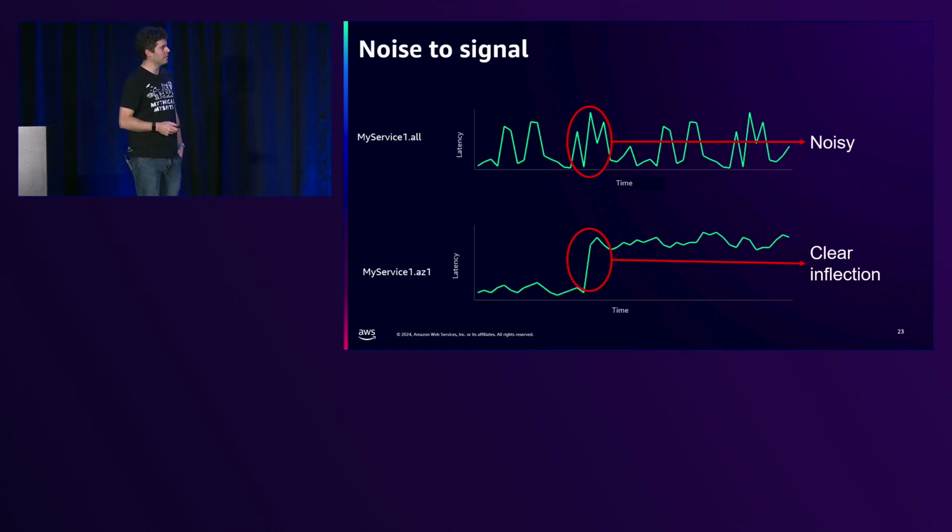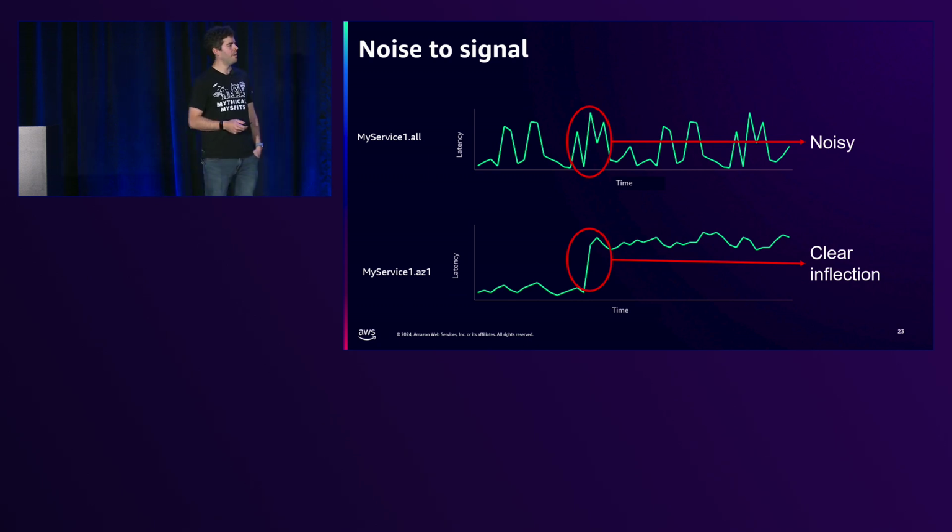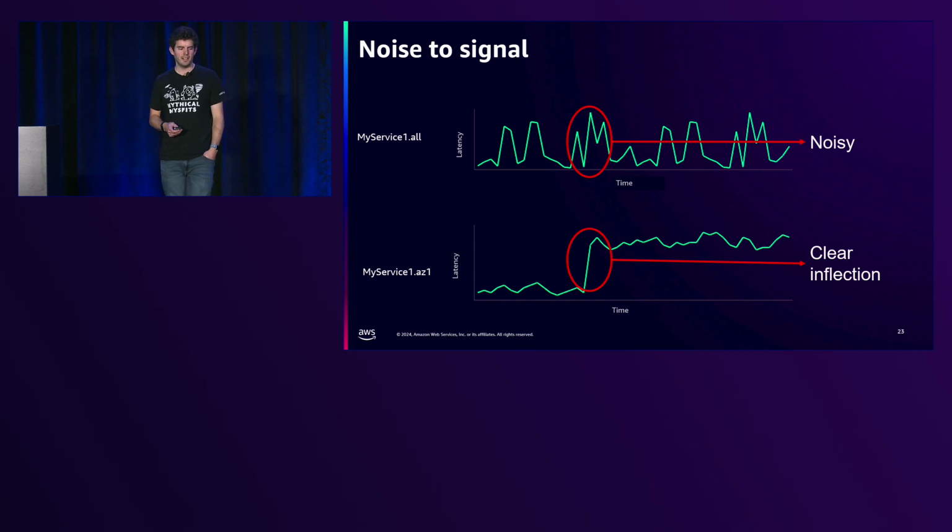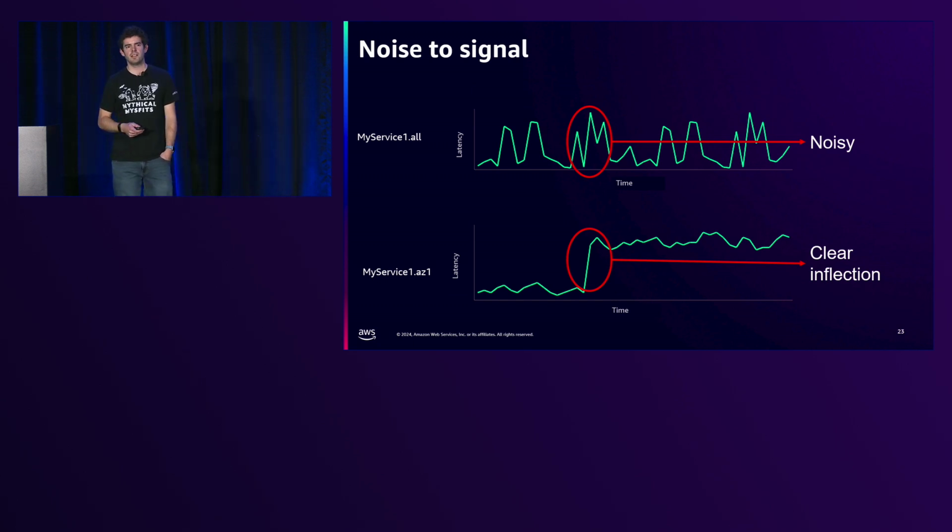So if we were to look a little closer and divide our metrics up across our AZs and look at that metric at an AZ level granularity, we'll see that there's one particular AZ. Maybe it's not receiving as much traffic as the other AZs are, so it's easily hidden inside the aggregated metric, but there's a clear inflection point that's happening where maybe some pain is being caused.